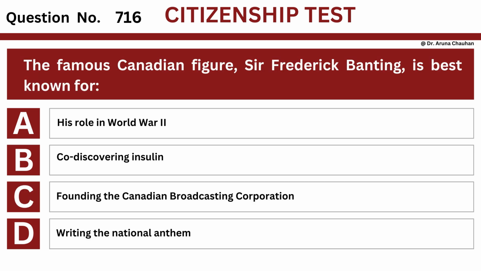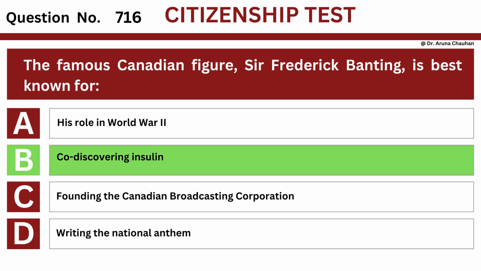Question number 716. The famous Canadian figure, Sir Frederick Banting, is best known for: option A, his role in World War II. Option B, co-discovering insulin. Option C, founding the Canadian Broadcasting Corporation. Option D, writing the national anthem.